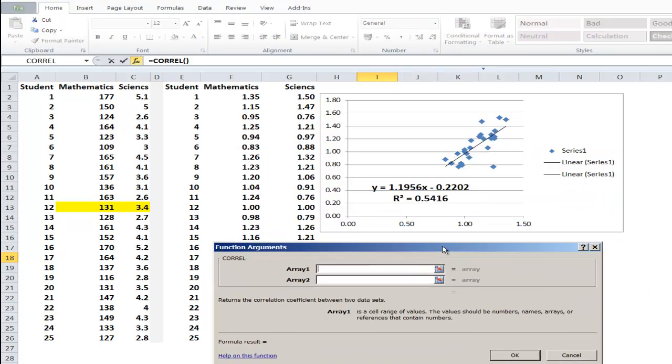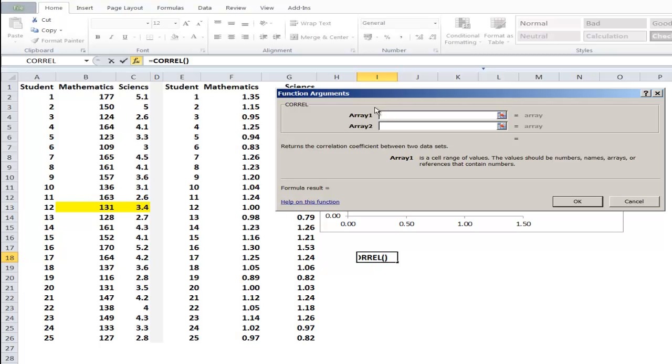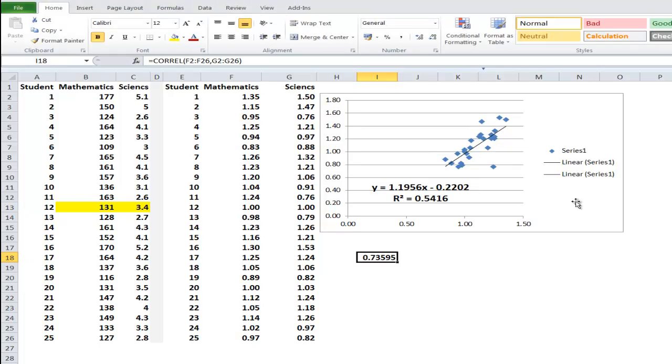Now it's asking me for the numbers here, so I'll put in F2, so F2 colon F26, and the second array is G, so it'll be the same, so G2 colon G26, and that's the correlation coefficient. So that is the correlation coefficient between mathematics and science as worked out here.